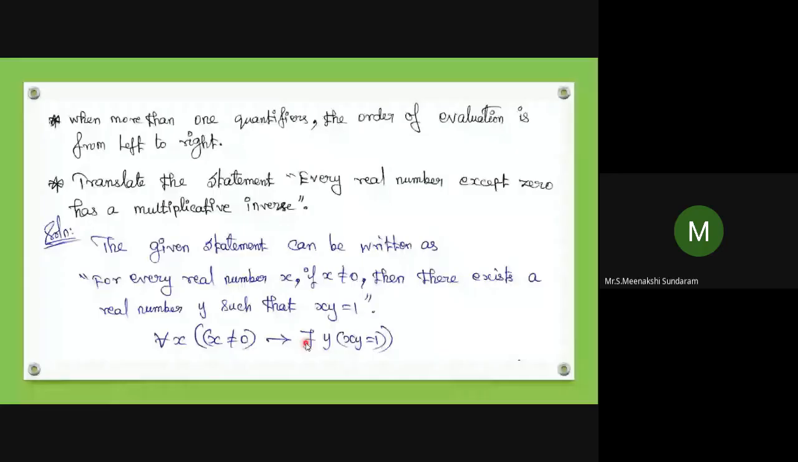The given statement can be written as: for every real number x, if x is not equal to 0, then there exists some y such that xy equals 1. So I can write the given statement symbolically. For all x, if-then statement, then there exists a y such that xy equals 1. Not all y, at least one value should exist.